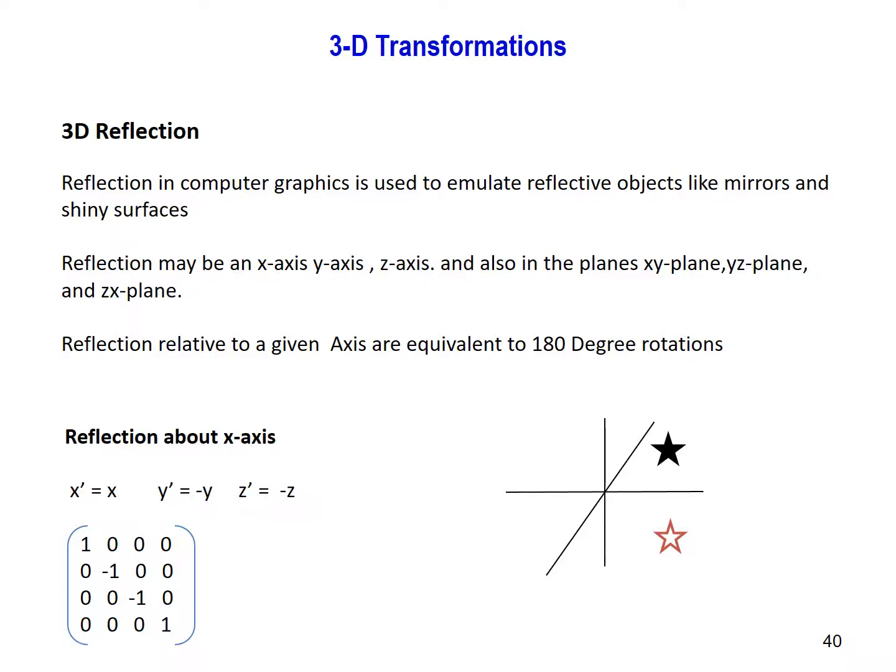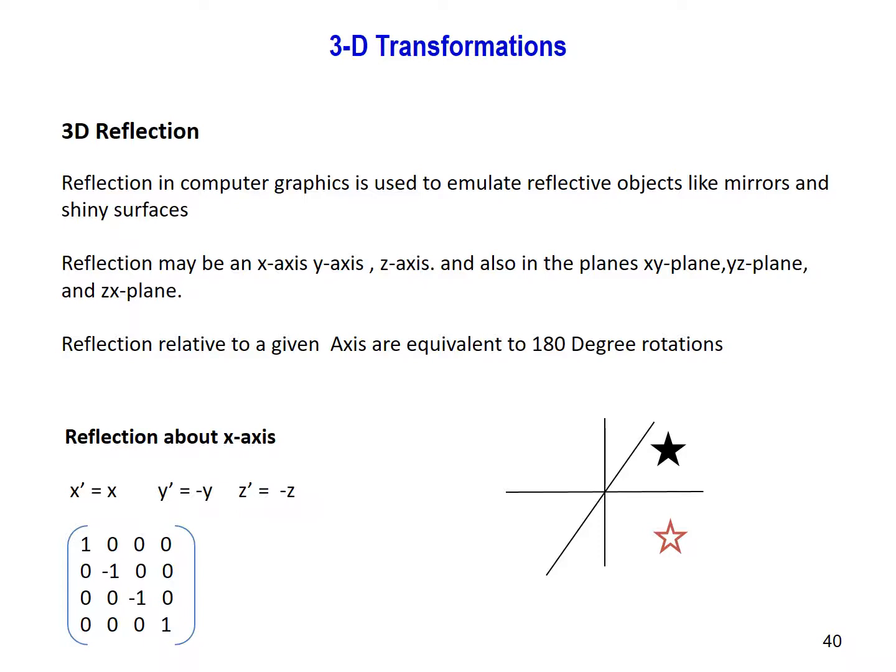3D reflection. Reflection in computer graphics is used to emulate reflective objects like mirrors and shiny surfaces. In 3D, reflection can happen with respect to the x-axis, y-axis, z-axis, or also with respect to the planes: zy plane, xy plane, and zx plane. Reflections related to a given axis are equivalent to 180-degree rotations.